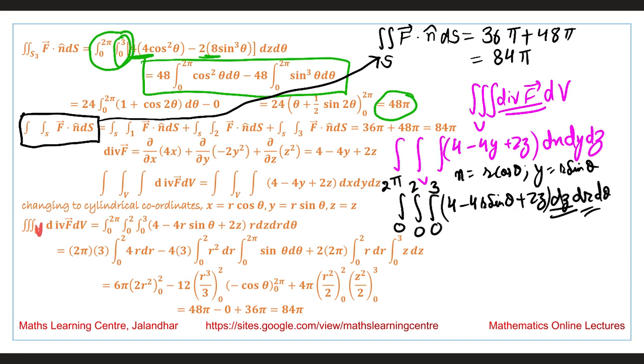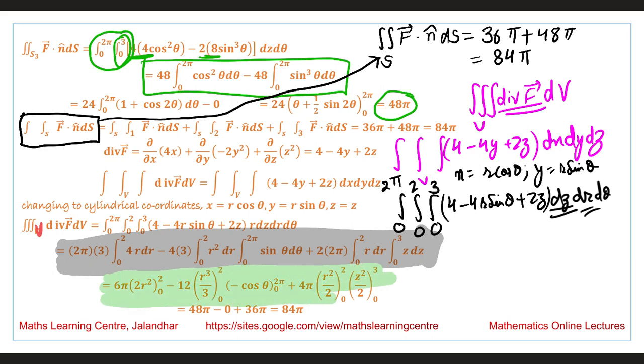2 pi. So, if we separate these terms, we obtain the integral in this form. On solving this integration, the calculations are shown over here, that you can try on your own. You will obtain the answer as 84 pi. So, by comparing both these values, this is 84 pi, this is 84 pi.